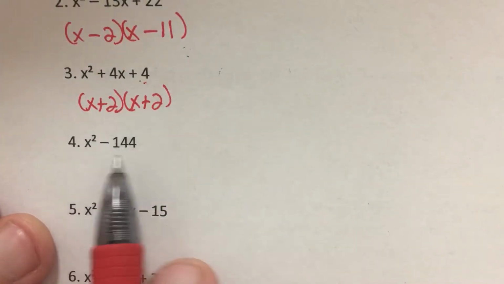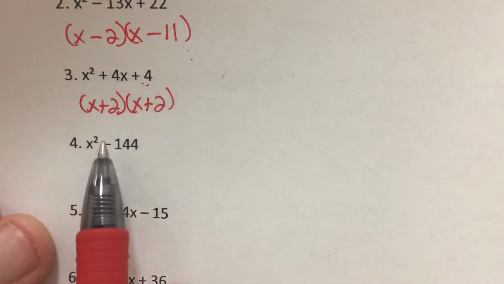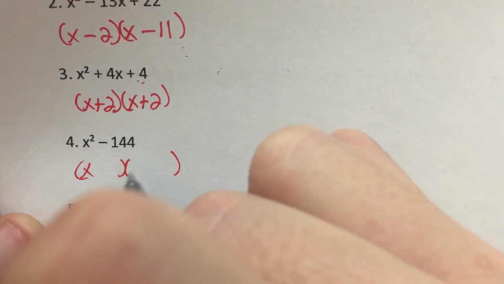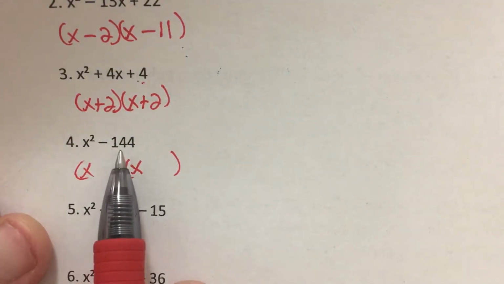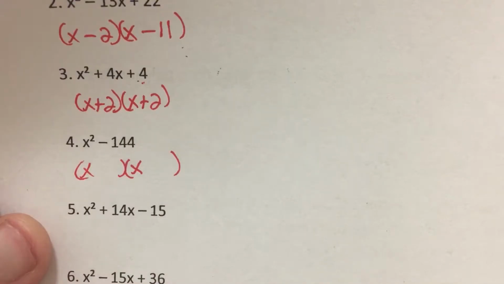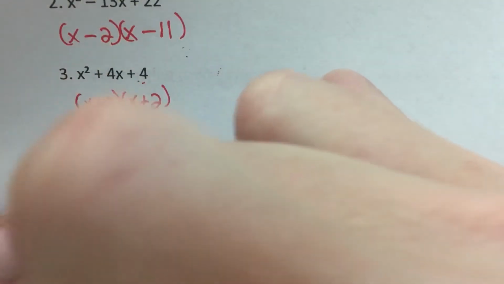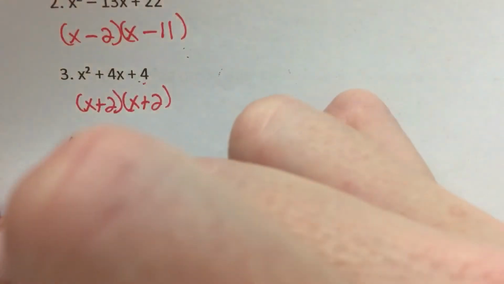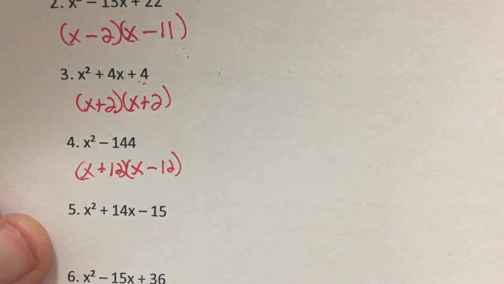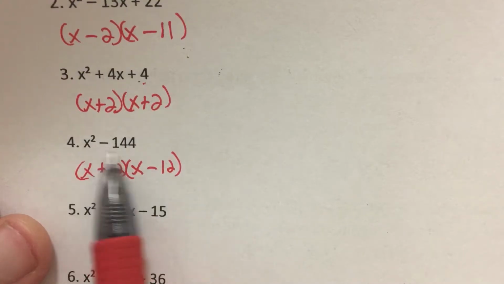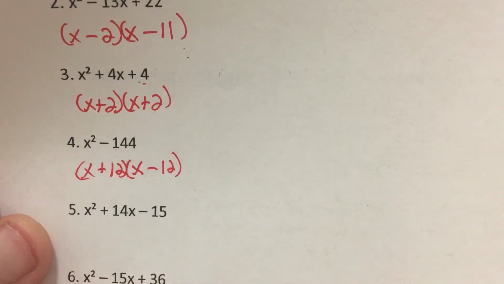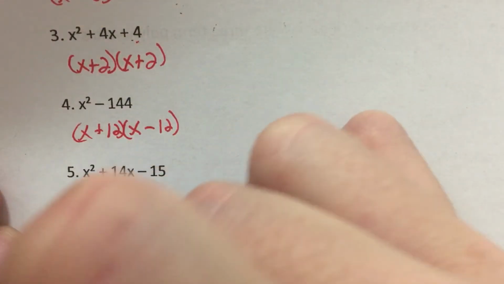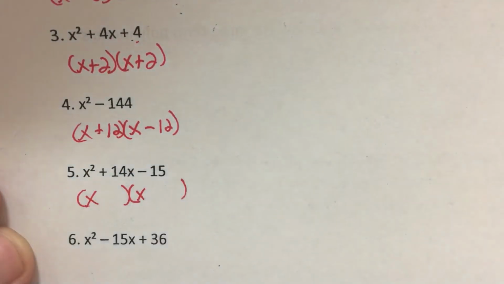Here's one of those difference of squares. There's no middle term, which means it's 0x in the middle. So the only way for this to work is there has to be some number times itself that equals 144. And I know what that is. That's 12. 12 times 12 is 144. In this situation, one of them has to be positive and one of them has to be negative in order to give you a negative 144 at the back and for them to cancel out and make 0 in the middle.